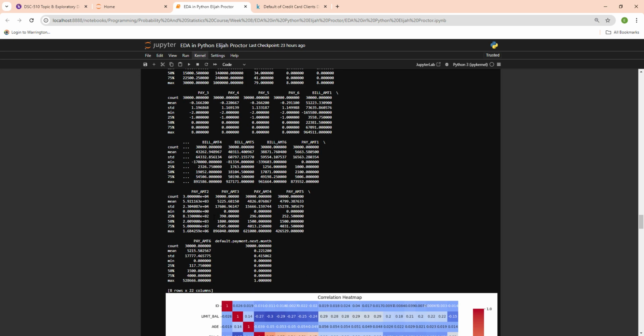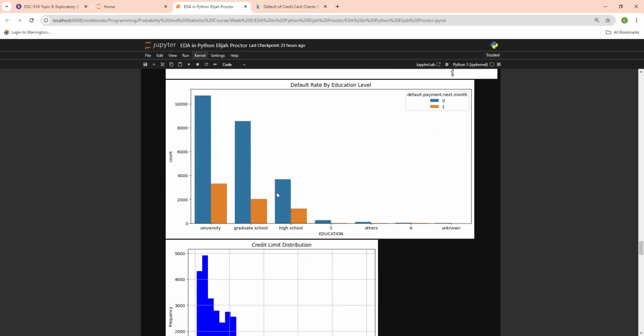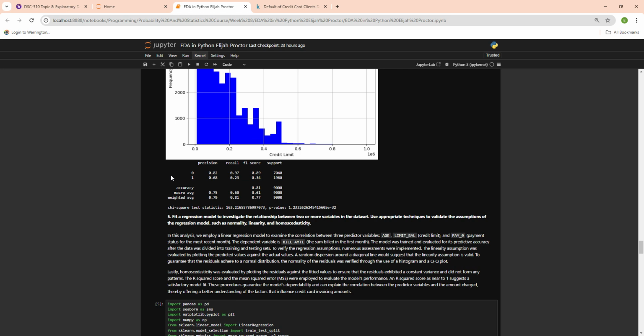Let's go over our results. So these are the same results as question 3, so I'll gloss over these. What I wanted to get over was this part. We have our classification report from the logistic regression model that shows that the model's accuracy is about 81%, and the precision for non-defaulting customers is high at 82%. And this means the model correctly identified most non-defaulting customers. However, the recall for defaulting customers is lower, which is 23%, and this indicates that the model struggles to correctly identify all defaulting customers.